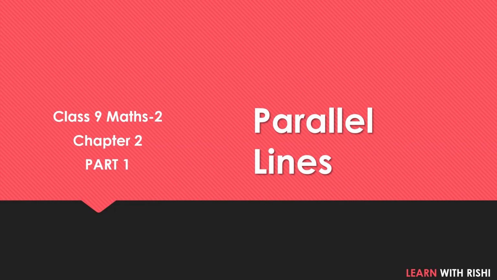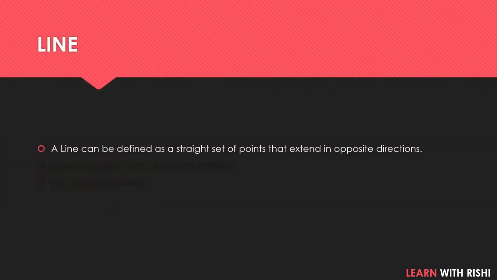We'll first start with the basics of the chapter, then we will go towards the theorems and then we'll solve the exercise. So let us start with the chapter. First thing is, what is a line? In maths, we define a line as a straight set of points that extend in opposite directions.